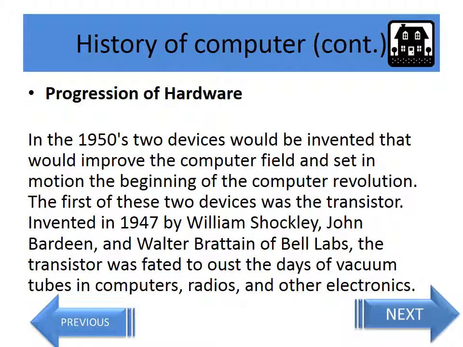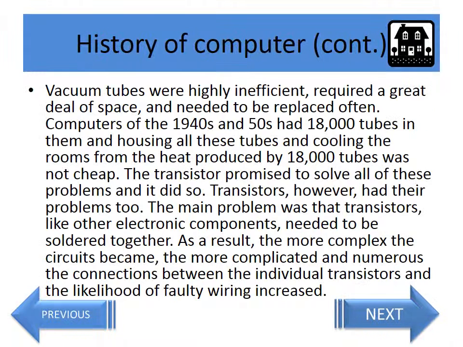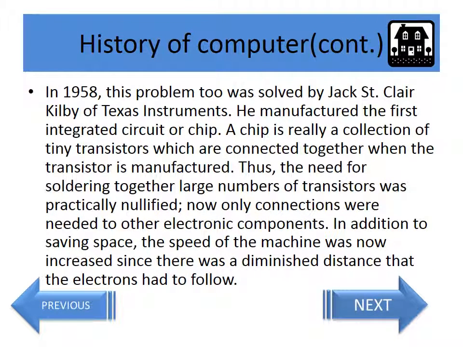In the 1950s, two devices would be invented that would improve the computer field and set in motion the beginning of the computer revolution. The first of these two devices was the transistor, invented in 1947 by William Shockley, John Bardeen, Walter Brattain, and so on. The history of computers goes on very long, but we are moving on to 1958, when this problem was solved by Jack St. Clair Kilby of Texas Instruments.